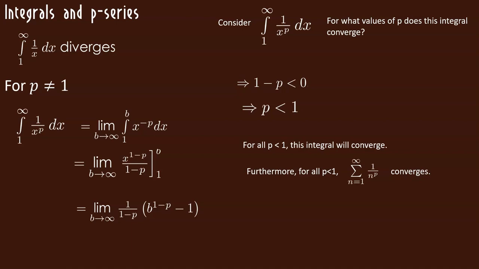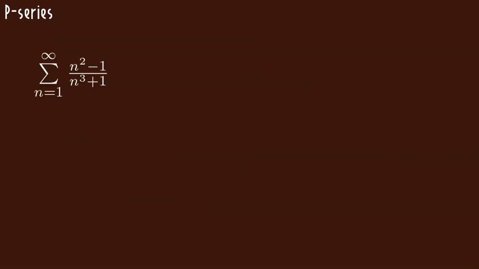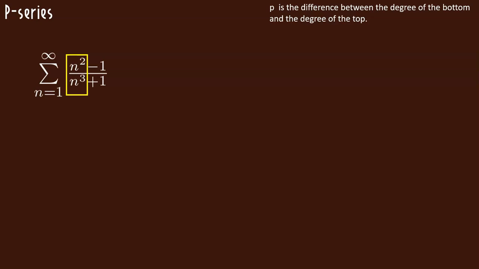So let's look at some examples. Suppose I have the summation as n goes from 1 to infinity of n squared minus 1 over n cubed plus 1. In this case, the p is the difference between the degree of the bottom and the degree of the top. On the bottom, I have a 3. On the top, I have a 2. So 3 minus 2 is 1. My p equals 1, which means this sucker diverges.